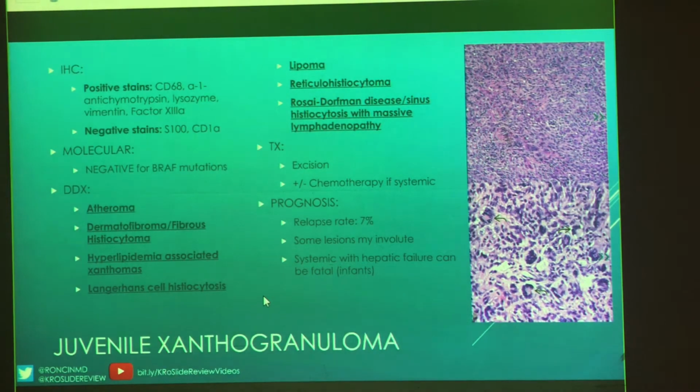Your stains, so positive CD68, alpha-1 anti-chymotrypsin, lysozyme, vimentin again, and factor 13A. Negative stains: S100, CD1a. Molecular, so these are not going to have BRAF mutations, okay? No BRAF mutations. And why is that important?